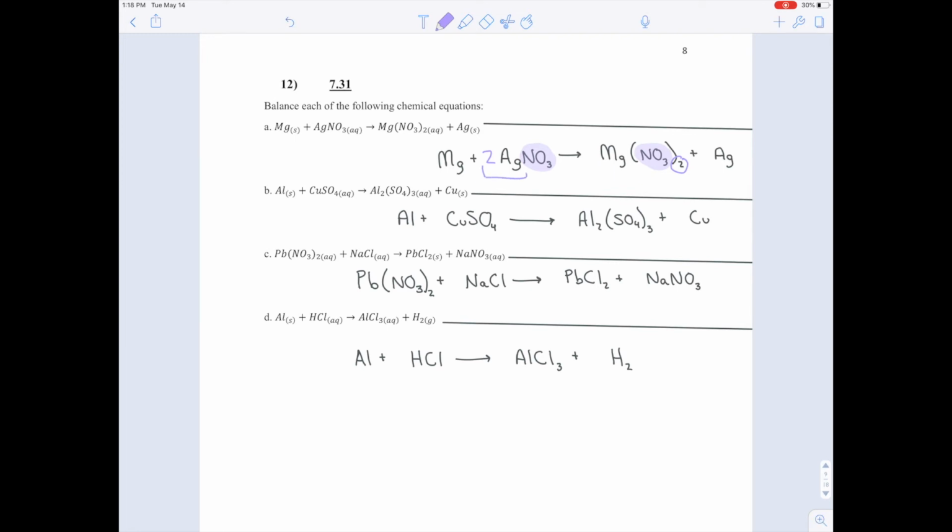We have 2 silvers on the left, only 1 silver on the right. So 2 on the left, 1 on the right. What can I multiply the lower number 1 by to give me the larger number 2? 2. 1 times 2 is 2.